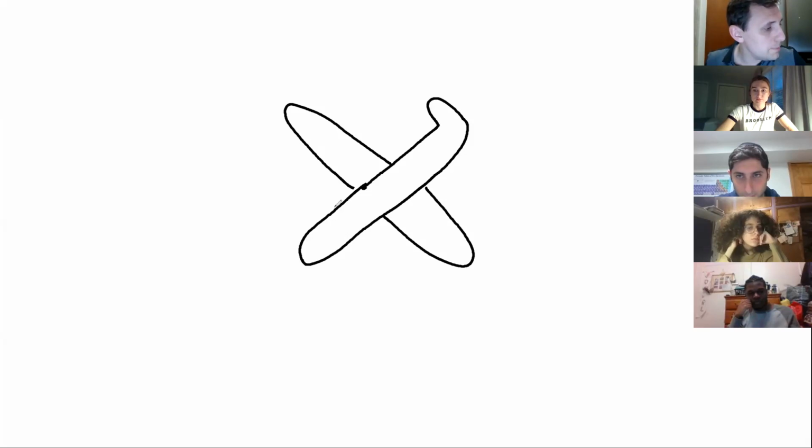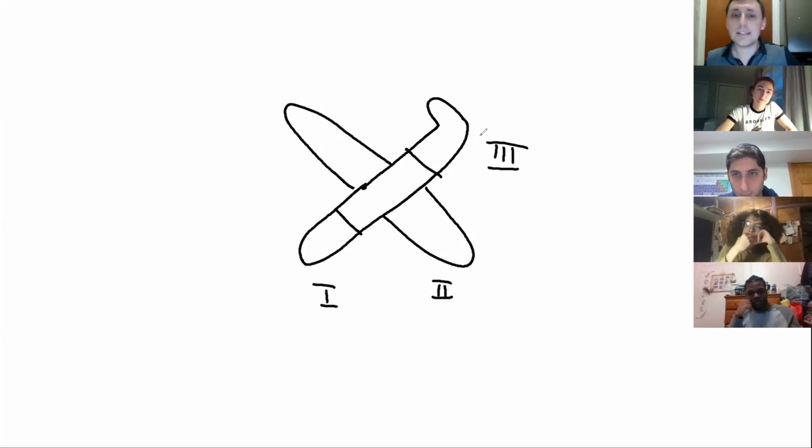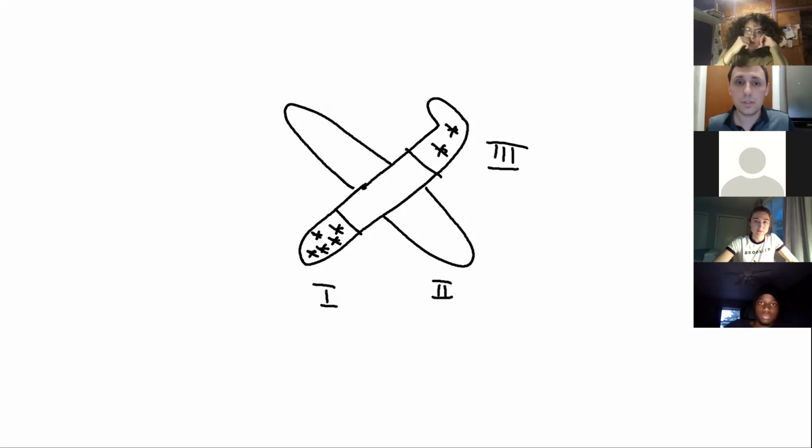To be simple, let me divide the airplane into 3 parts. This is part 1, this is part 2, and this is part 3. Let's say the airplane came back after the bombing missions like this: the front part is riddled with bullets, the back part is riddled with a few bullets, and the midsection is completely fine. It's not riddled with bullets. Where do you add armor?